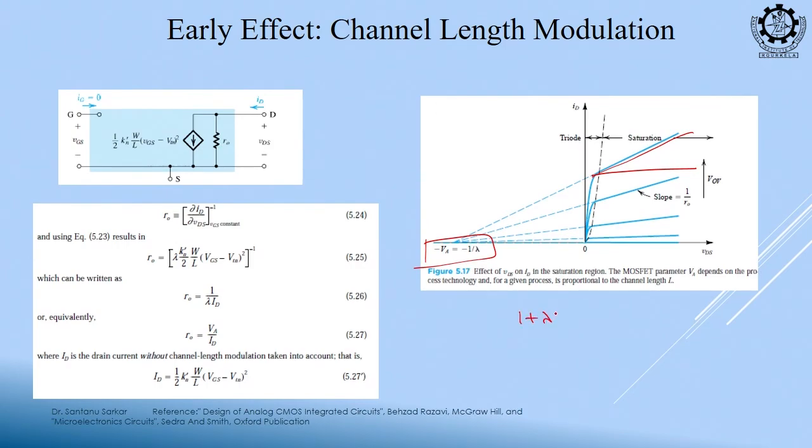So, 1 plus lambda VDS we will multiply. I told you there is no variable of VDS in the original current equation, that is half mu n Cox W by L, VGS minus VTH whole square, no VDS. So, it should be flat, but now the 1 plus lambda VDS term is there. So, with VDS this term will increase and this current will too. So, this is my complete current equation considering the channel length modulation effect.